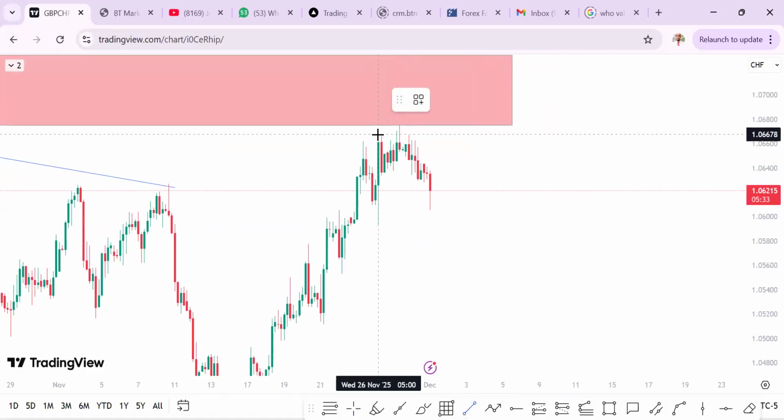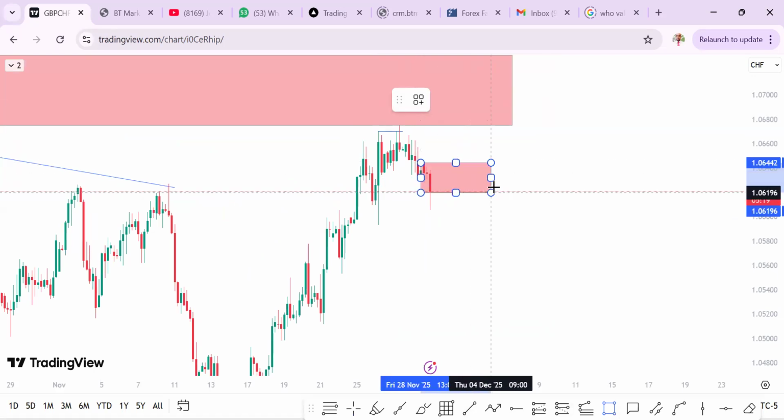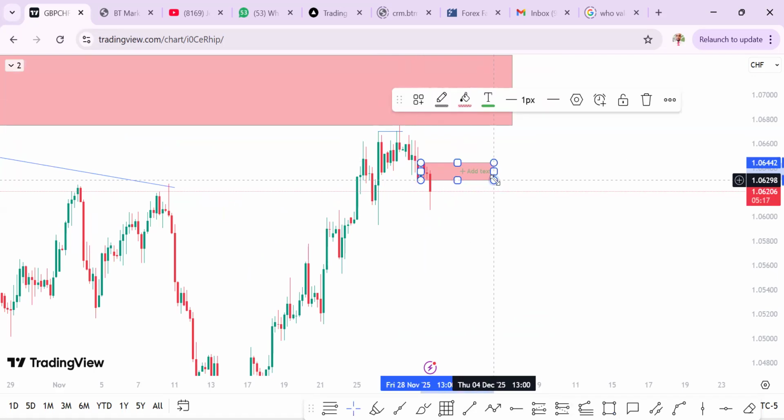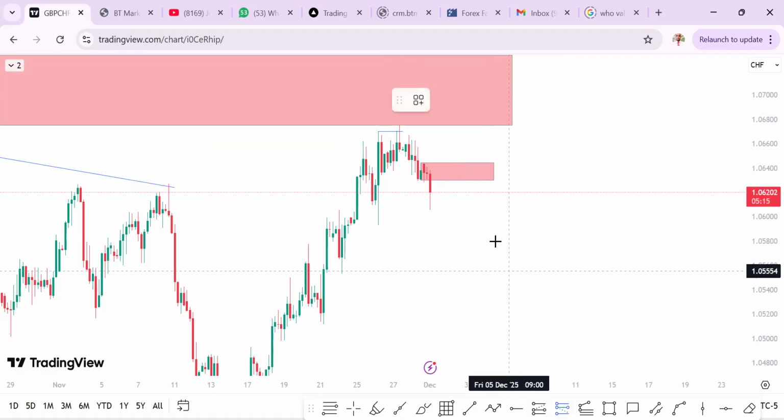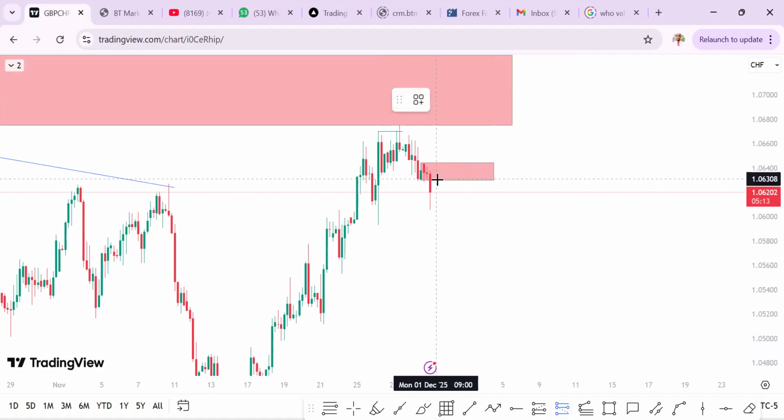So we have this high. We have liquidity taken above that high. So price changes from here. So let's just do, we have a demand there, a supply zone here. So let's make this one a supply zone. So we can do a sell limit here.